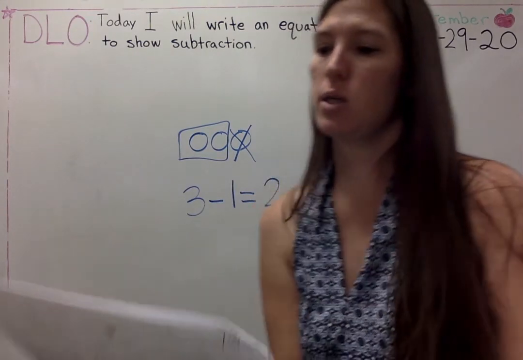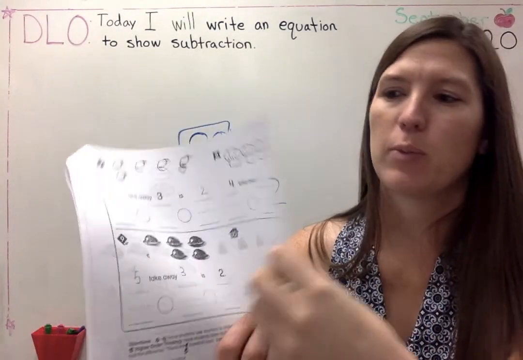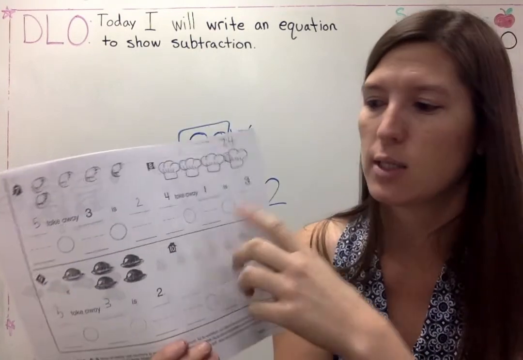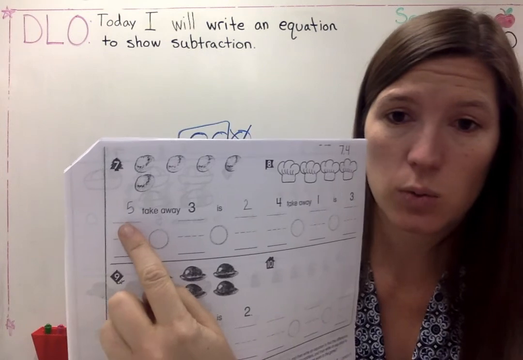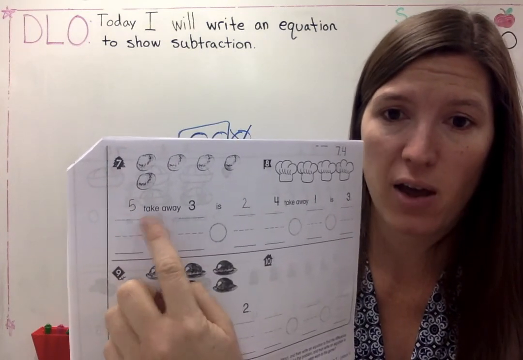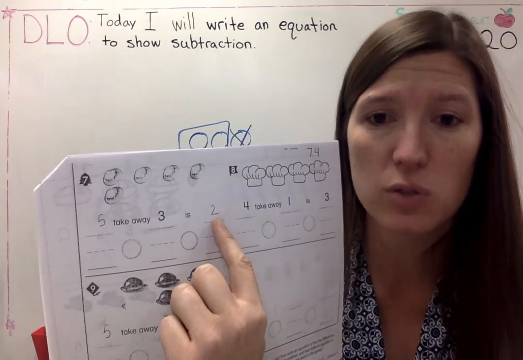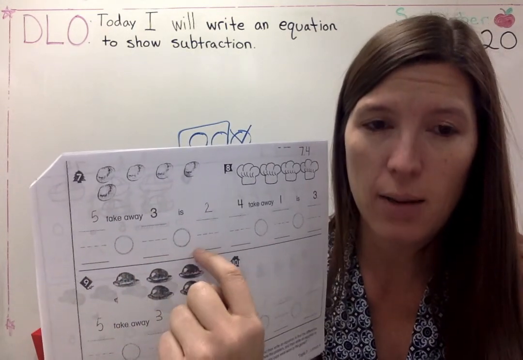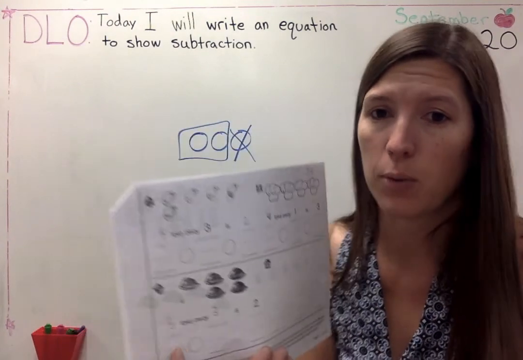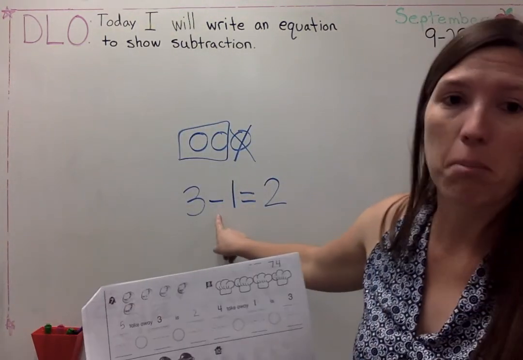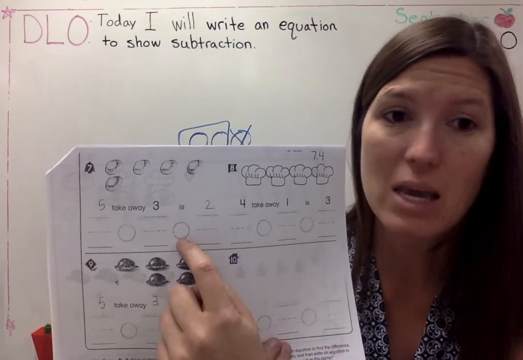So your worksheet today is 7.4. Again, it got stapled backwards. You can start with number 3 first if you want. And it tells you what to do. The number's there, 5. Take away 3 is 2. So it has the difference for you. You need to rewrite it. Make sure your numbers are tall. And then in the circles, you'll write the operation, which is minus. And then when you get to is, you'll write equals.